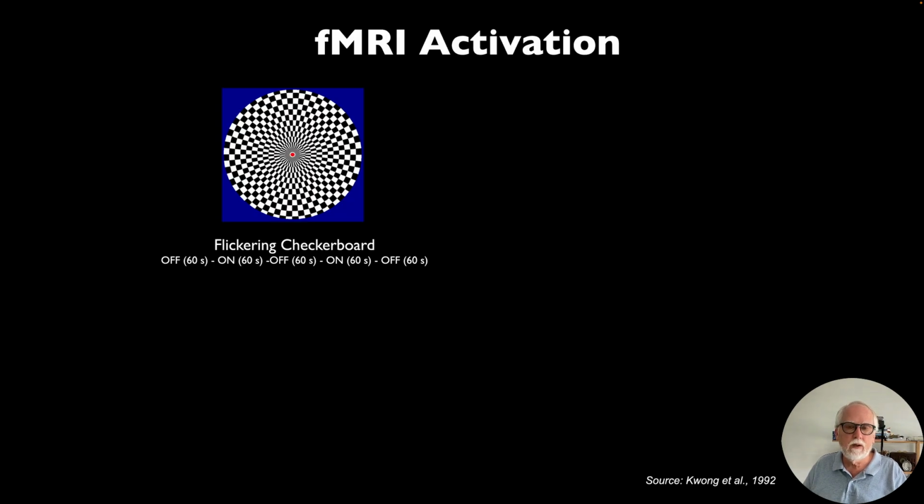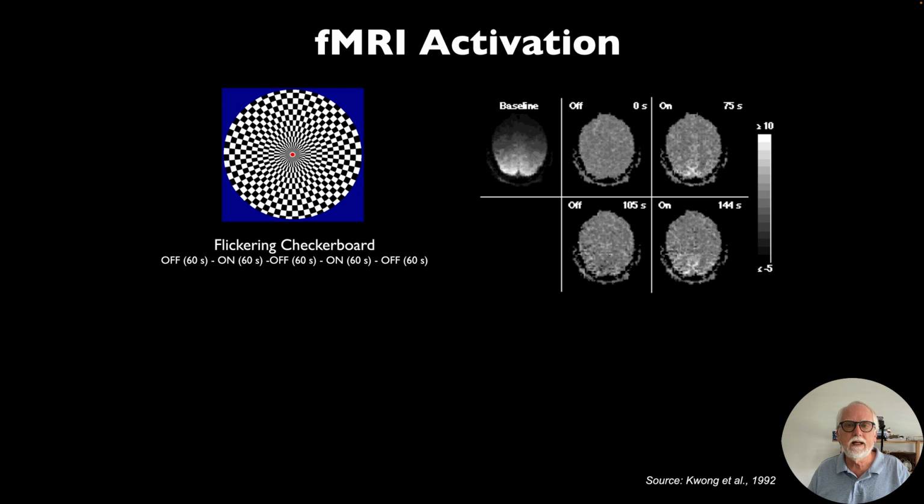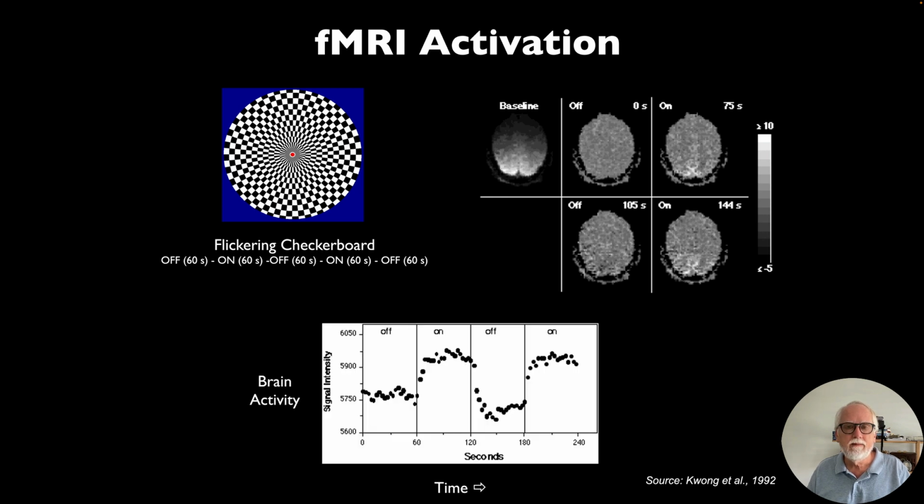The original fMRI studies were done back in the 90s, and here's this early study from 1992 where they used a flickering checkerboard that was on for 60 seconds, then off, then on and off. You could look at the brain activity using the MRI, and they found that with the fMRI, you could actually look at occipital activity and see when it was off versus on. It was very exciting to show this relationship between a psychological variable, like perceiving a checkerboard being on or off, and actually seeing the direct brain activity in the image.